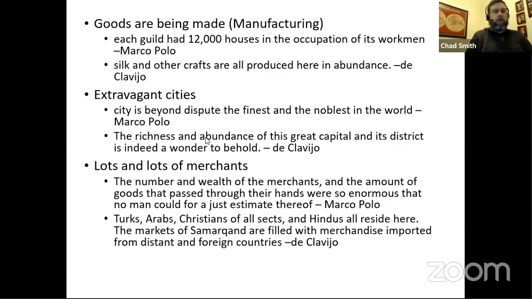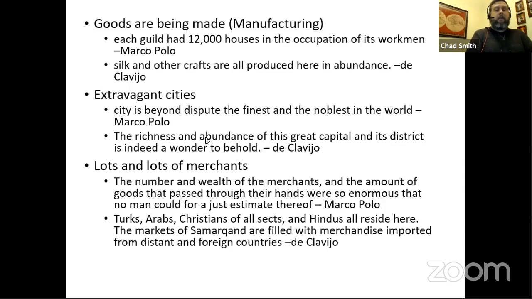Another similarity is that both cities were described as being extraordinarily extravagant. Marco Polo described Hangzhou as a city beyond dispute, the finest and noblest in the world, meaning even more amazing than the cities back in Italy, where he's sending his writing. De Clavijo described Samarkand as: the richness and abundance of this great capital and its district is indeed a wonder to behold.